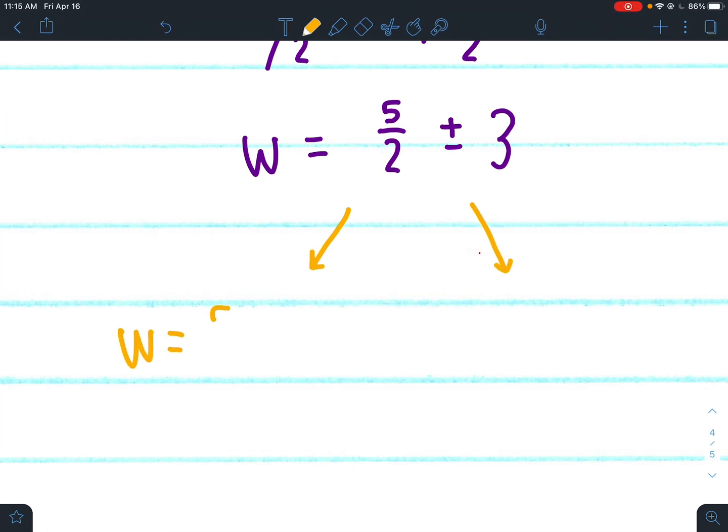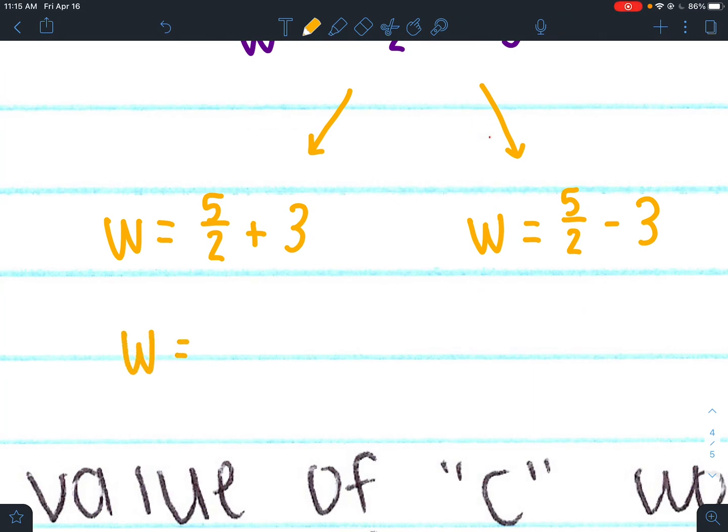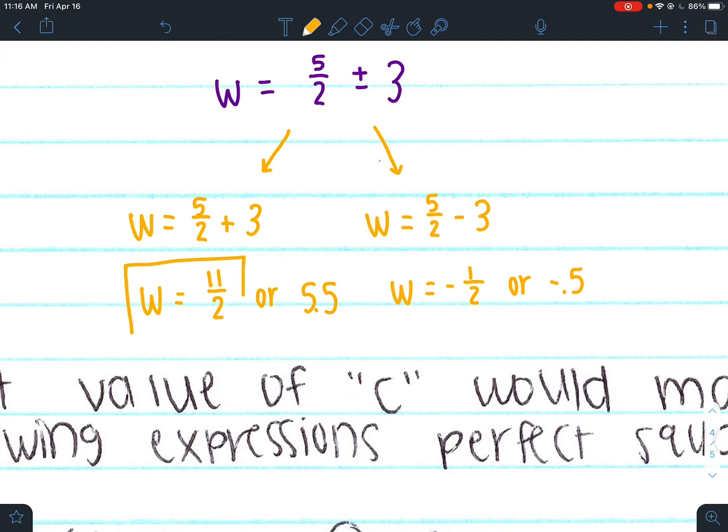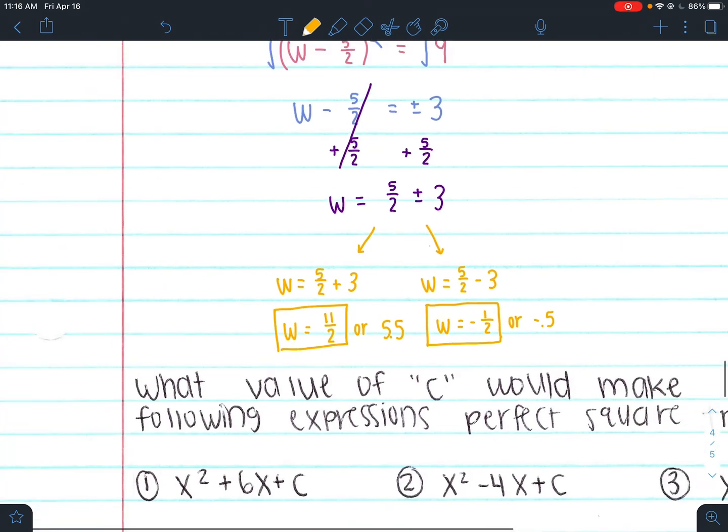On one hand, we have w equals 5 over 2 plus 3. And on the other hand, we have w equals 5 over 2 minus 3. Well, again, you can keep it as a decimal or leave it as a fraction, up to you. But 5 over 2 plus 3 is going to be 11 over 2, or 5.5. Or we have w equals 5 over 2 minus 3, which is negative 1/2, or negative 0.5. So you can write your answer however you'd like, but I'm going to keep mine as fractions. So we have an x-intercept at 11 over 2 and one at negative 1/2. Okay, so you do split here because you have your regular normal numbers.